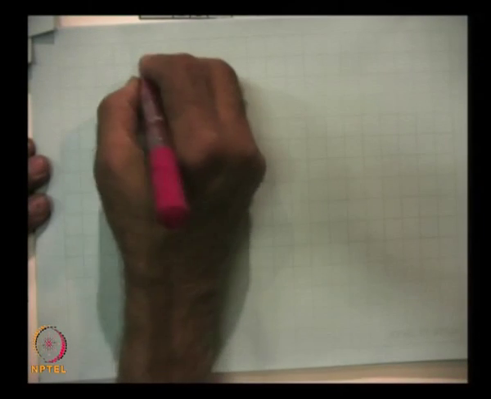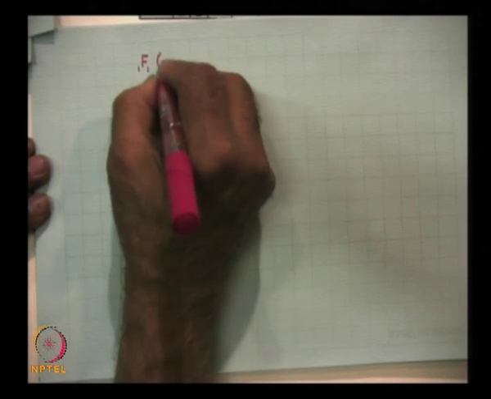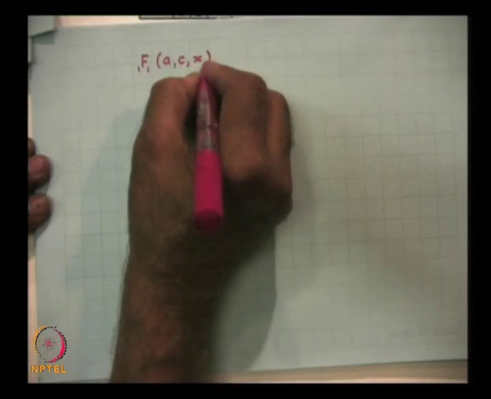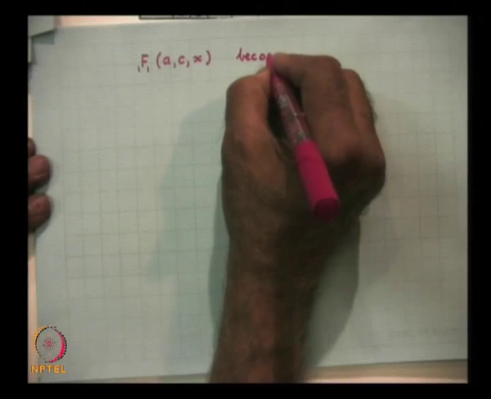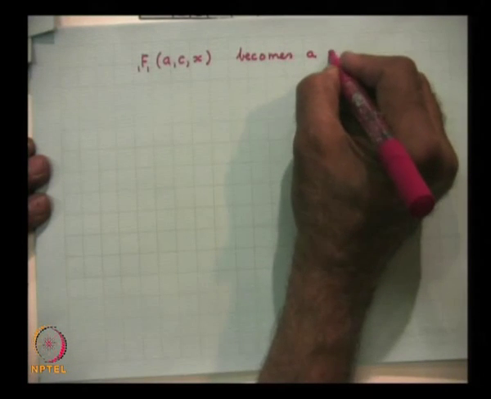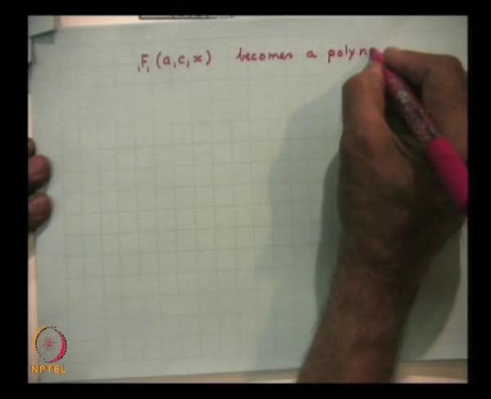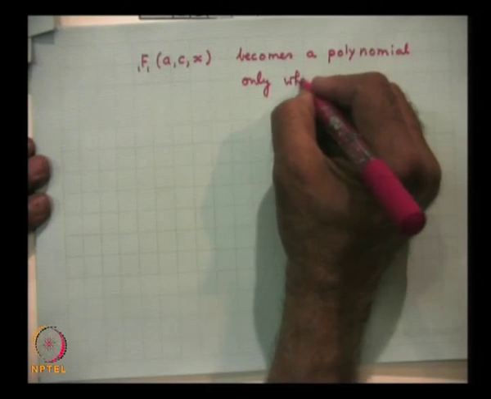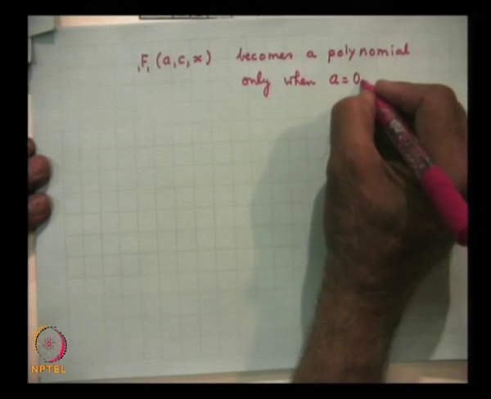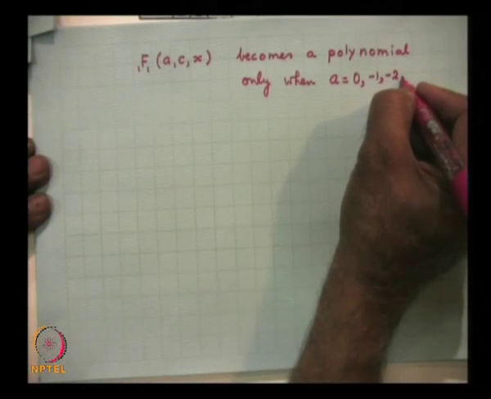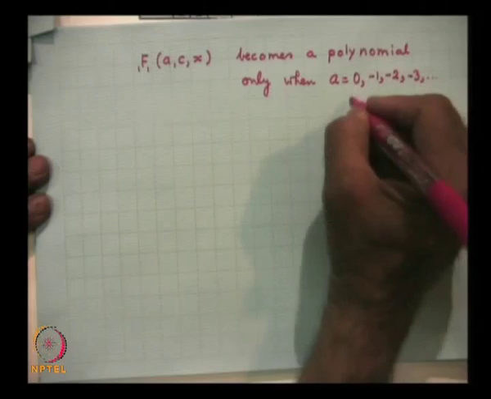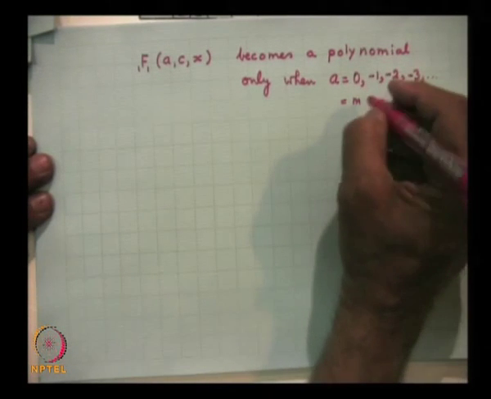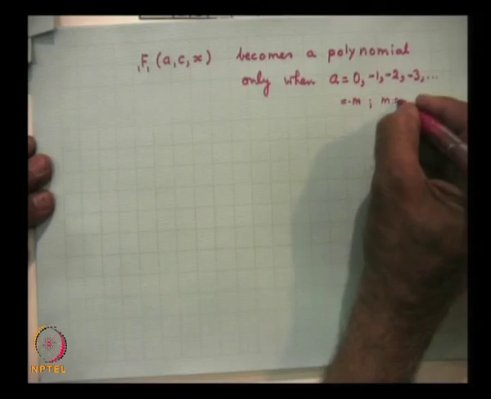So, let me summarize this, that is, F11 becomes a polynomial only when a is equal to 0, -1, -2, -3, etc., or equal to minus m, where m is equal to 0, 1, 2, 3, etc.